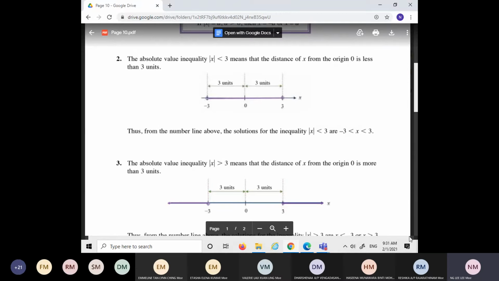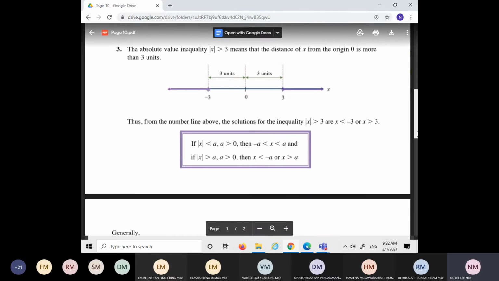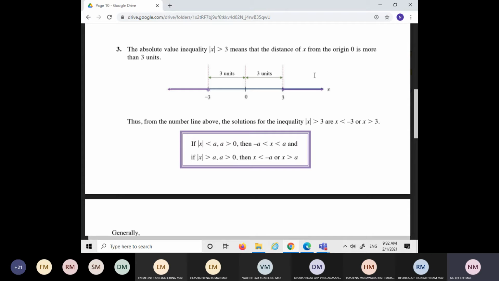How about bigger than 3? Just now is smaller than 3. How about bigger than 3? You always bring in the concept that this modulus actually means the distance. If the distance of x is bigger than 3, where will it be? Here. When you go more than 3, the distance from the 0 will be bigger than 3 already.